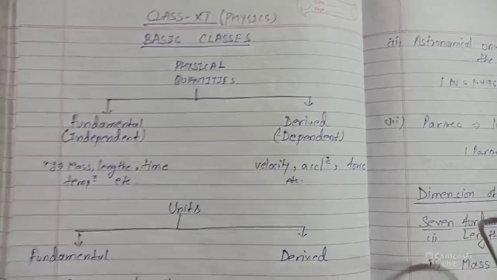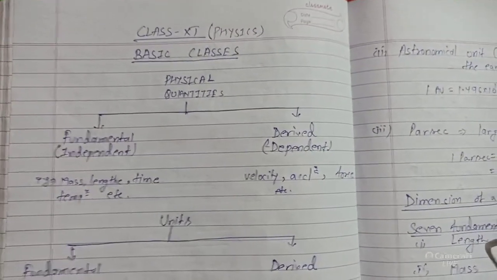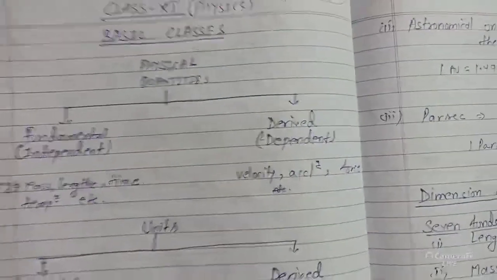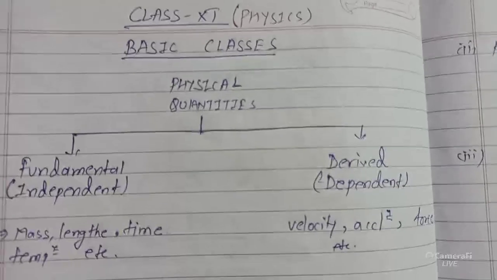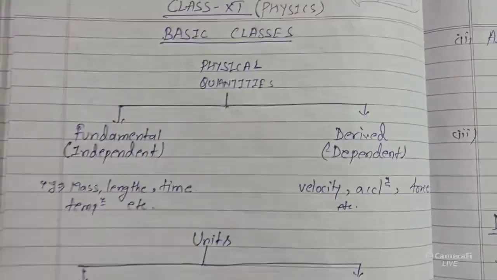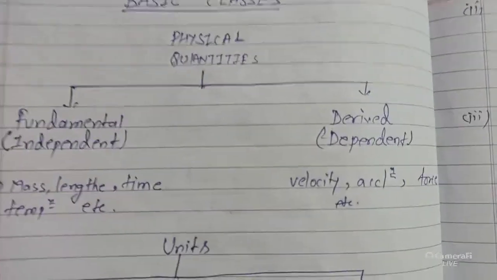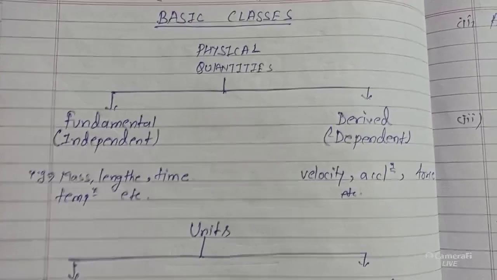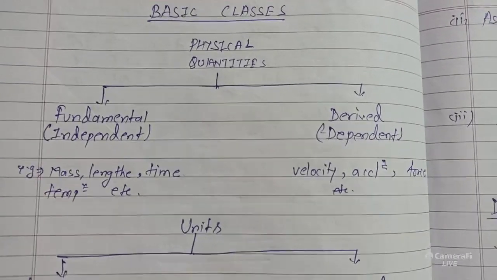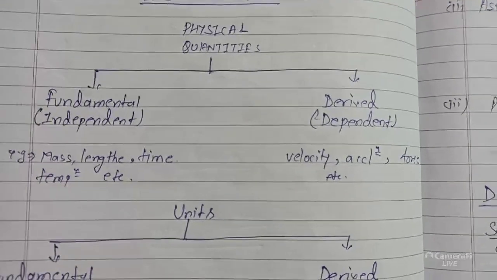Okay, now we can start the class. What is the first thing? Physical quantity. I think all of you are aware of what a physical quantity is. Anything that we can measure is known as a physical quantity. How many types can we divide it into? We can divide physical quantities into two types: fundamental and derived.